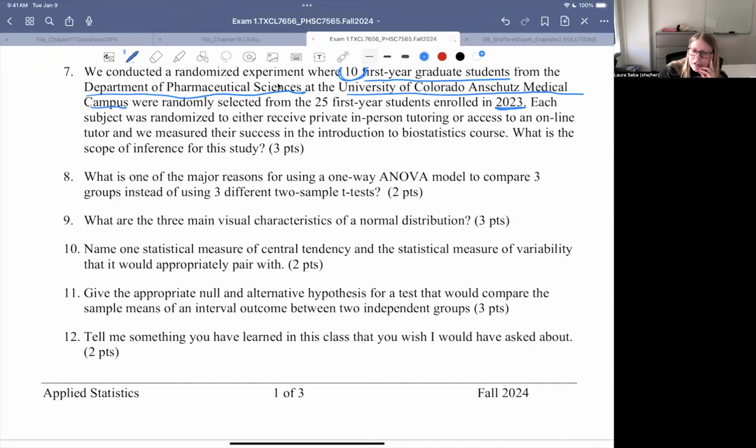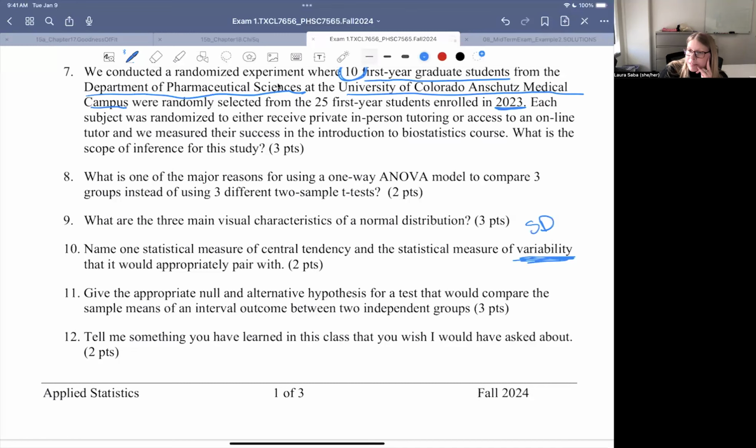One statistical measure of central tendency and one statistical measure of variability. So let's take a moment here. Statistical measure of variability. This is where the difference between a standard deviation and a standard error of the mean is important. A standard deviation is a statistical measure of variability. A standard error is a statistical measure of accuracy.